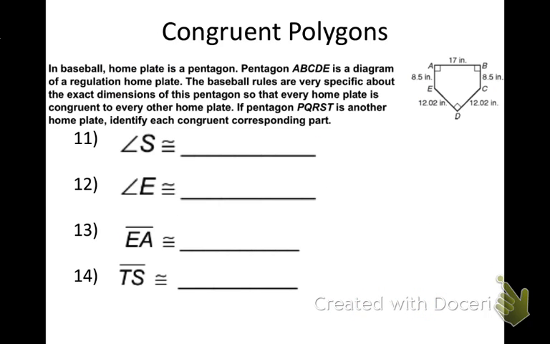Alright, so now it's time for you to work some of these out on your own here. So number 11, now recognize there is not a second shape, but it says in a baseball home plate is a pentagon, A, B, C, D, E, if you marked it all off. And there's kind of a diagram there of a regulation home plate. The baseball rules are very specific about the exact dimensions of this pentagon so that every home plate is congruent to every other home plate. If pentagon PQRST is another home plate, identify each congruent corresponding part. So take a couple seconds here, work these out, press play, then you're back ready to go.